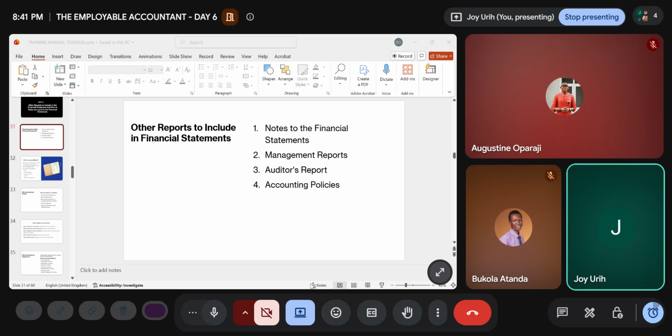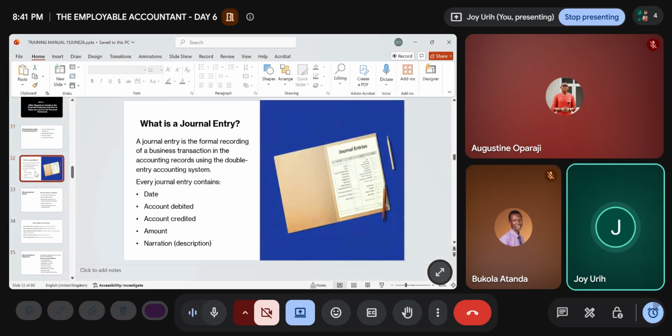And that is journals. What does a journal entry mean? A journal entry, as we have been taught in school, is the formal recording of a business transaction in an accounting record using the double entry system. So every journal must have a date, an account that you want to debit, the account or accounts that you want to credit, the amount, and a narration. There must be a narration.